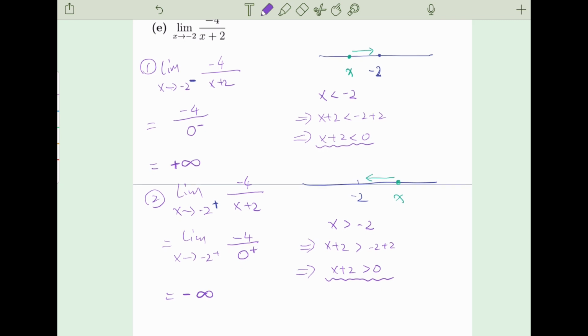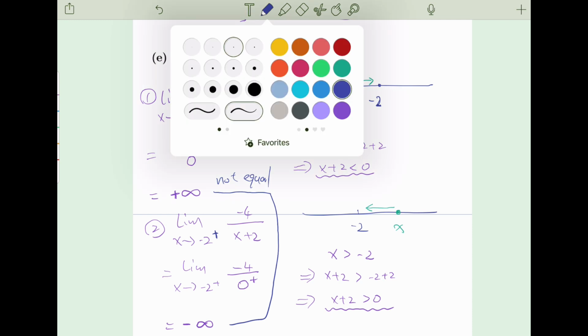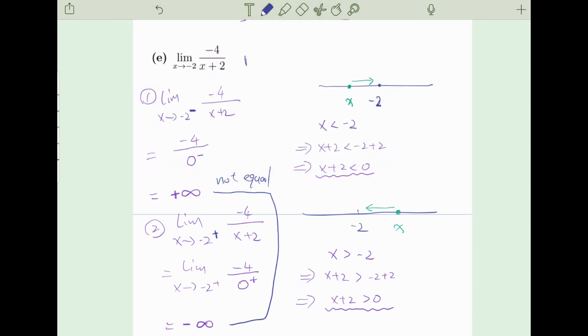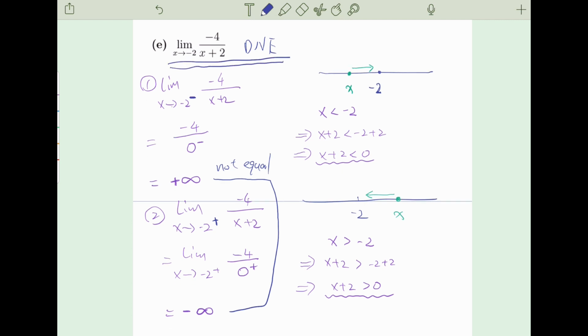So the answer is now negative infinity. And by our previous discussion, if the limit on the left side is not the same as the limit on the right side, these two things are not equal, and the limit does not exist. So the limit here does not exist, same reason as the first question. Okay, very simple. So question E, the limit does not exist.